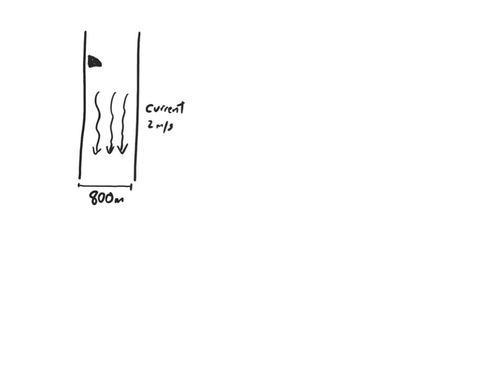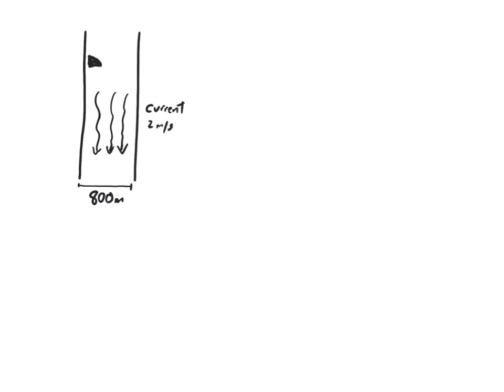In this problem, we're told that we have a river. Here's our river here, and there's a current flowing in the river. It's flowing southwards at 2 meters a second. The river is 800 meters across, and we have a little motorboat here, and we start off on the west bank, and our goal is to get to the east bank. We're told that our motorboat is capable of traveling at 4 meters per second relative to the water.